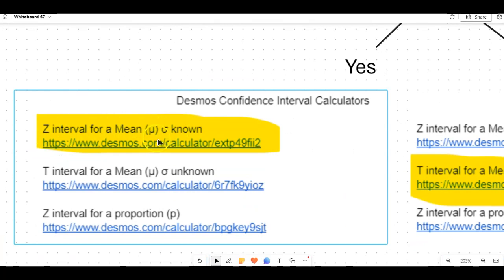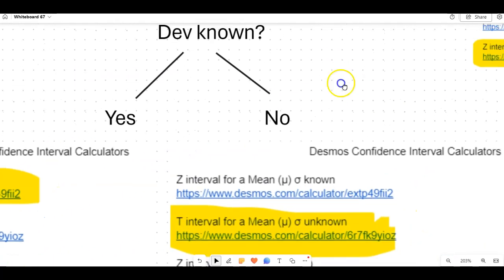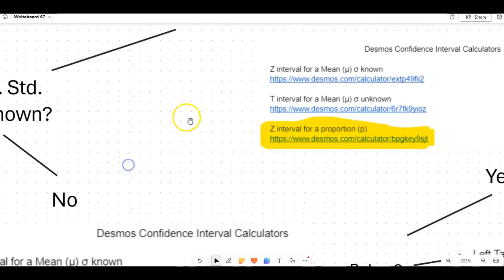We'll look at an example in just a second, and we'll follow this path. Which one of these calculators do I use? These are always grouped together. It's just this is the hierarchy for how do I pick the Z interval for a mean, the T interval for a mean, or the Z interval for a proportion.